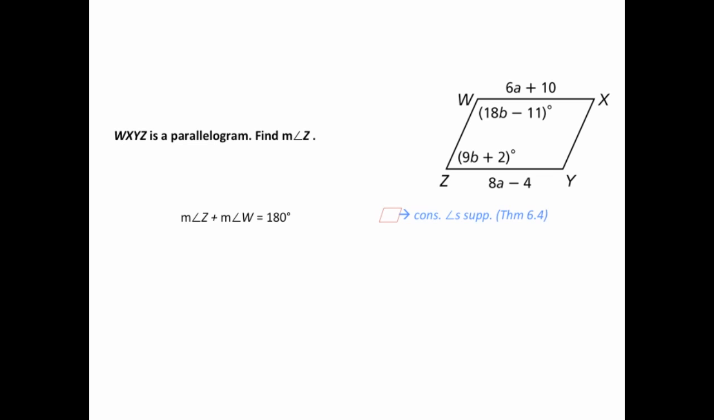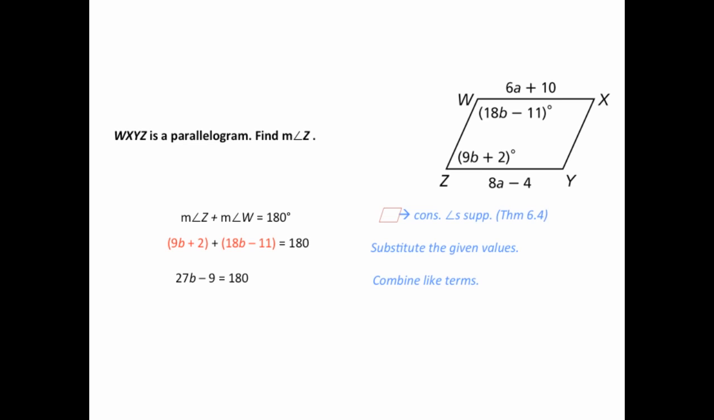So what we do now is use that information, plug in the values that they gave us for those angles. Those would be the values involving the variable b. So we can say that 9b plus 2 plus 18b minus 11 equals 180. That's just by substitution. And now what we do is combine our like terms. We put the 9b and the 18b together by addition, giving us 27b, and the positive 2 and the negative 11 together by addition, giving us negative 9. So we end up with 27b minus 9 equals 180. And that was just by combining our like terms.